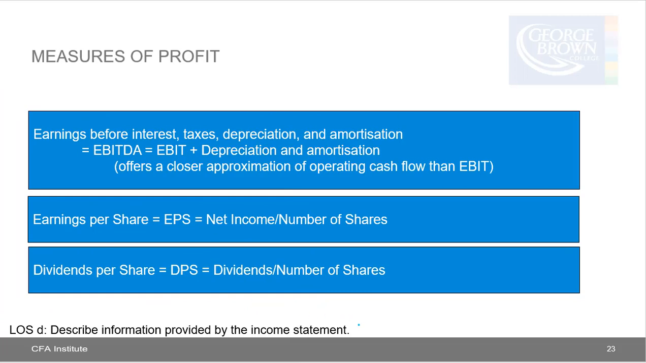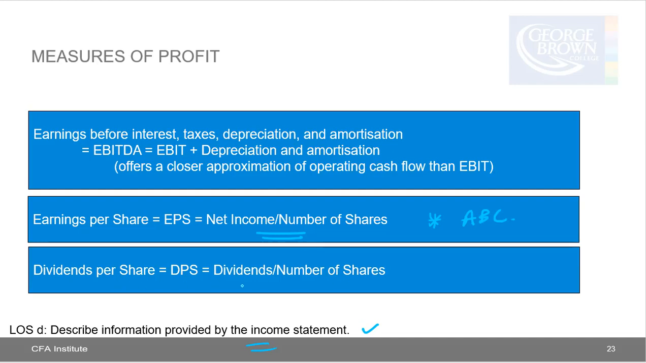Okay, so there's one last slide on describing information provided by the income statement, and as I pointed out, I'm going to start from the bottom here. Earnings per share is easy to understand. That's the net income divided by the number of shares. We already saw that calculation for ABC company.